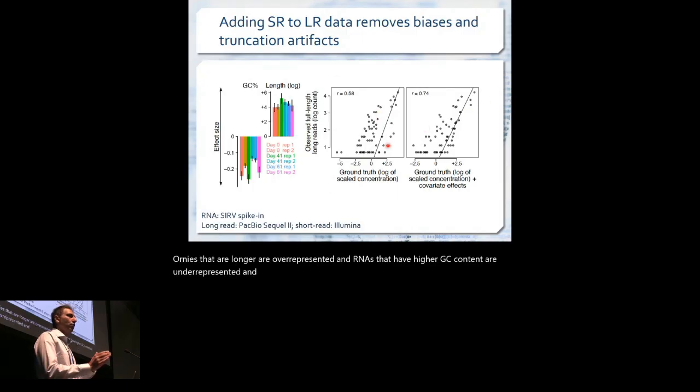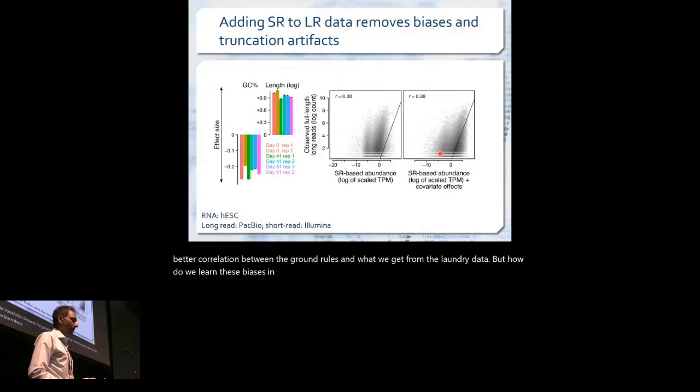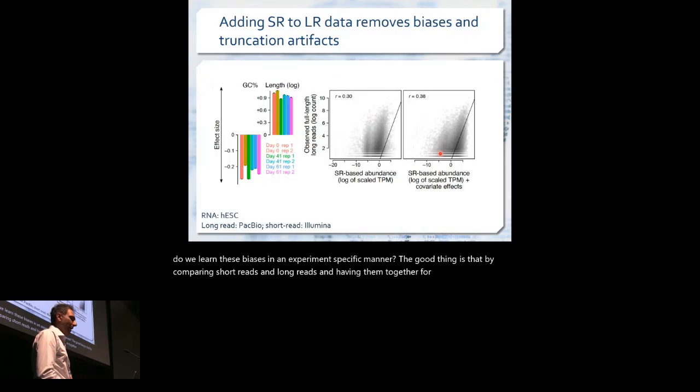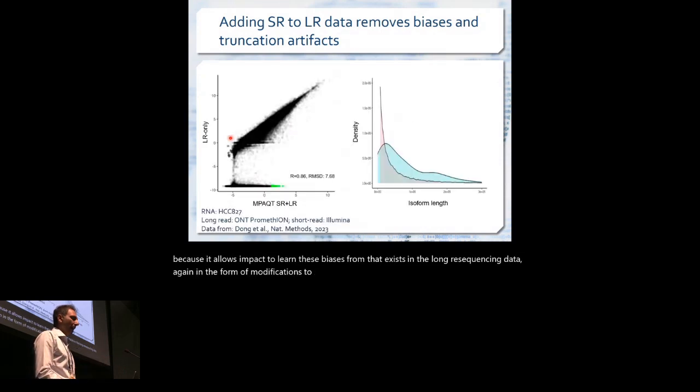And if we control and correct for these biases, we actually get a much better correlation between the ground truth and what we get from the long read data. But how do we learn these biases in an experiment-specific manner? Well, the good thing is that by comparing short reads and long reads and having them together for one sample, we can again estimate the same biases very consistently. So this is why having short reads actually helps, because it allows MPACT to learn these biases that exist in the long read sequencing data, again in the form of modifications to the P matrix, and make better predictions.